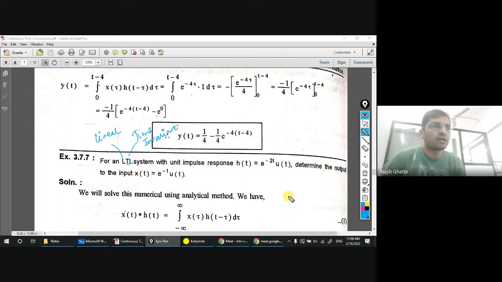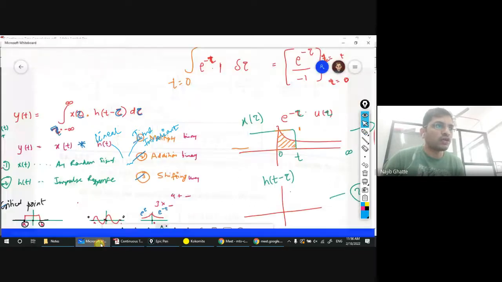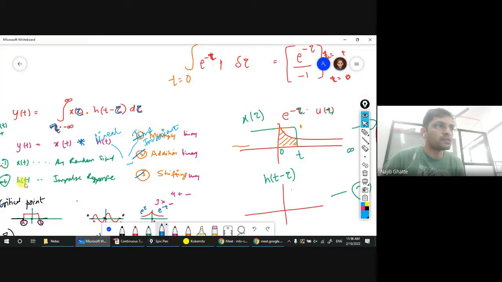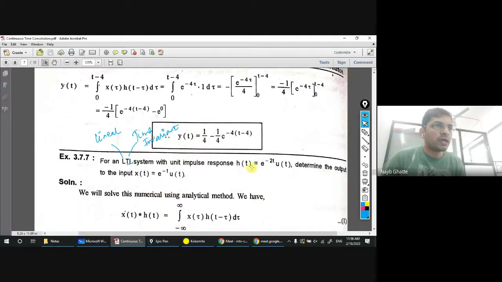But as of now, to understand कि system ऐसे दिया हुआ है, LTI system with unit impulse response. What is the meaning of impulse response? H of t, है ना? H of t हमने यहाँ पे भी देखा था, if you remember. See, we have already seen here. H of t is my impulse response. X of t is any random signal. Okay. H of t is e raised to minus 2t u of t. First I will draw e raised to minus 2t u of t for you, how it will look like.